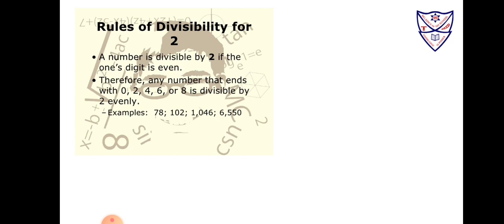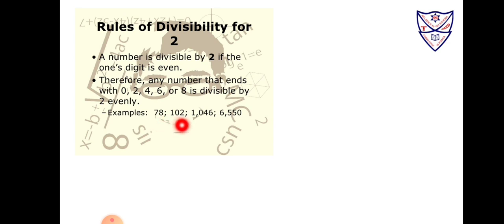Now, let us understand the divisibility of 2. A number is divisible by 2 if the ones digit is even. Means if the ones digit is even, then that number is divisible by 2. For example, here we have taken 78. Is it divisible by 2? Yes, because its ones digit is 8. So it is divisible by 2.